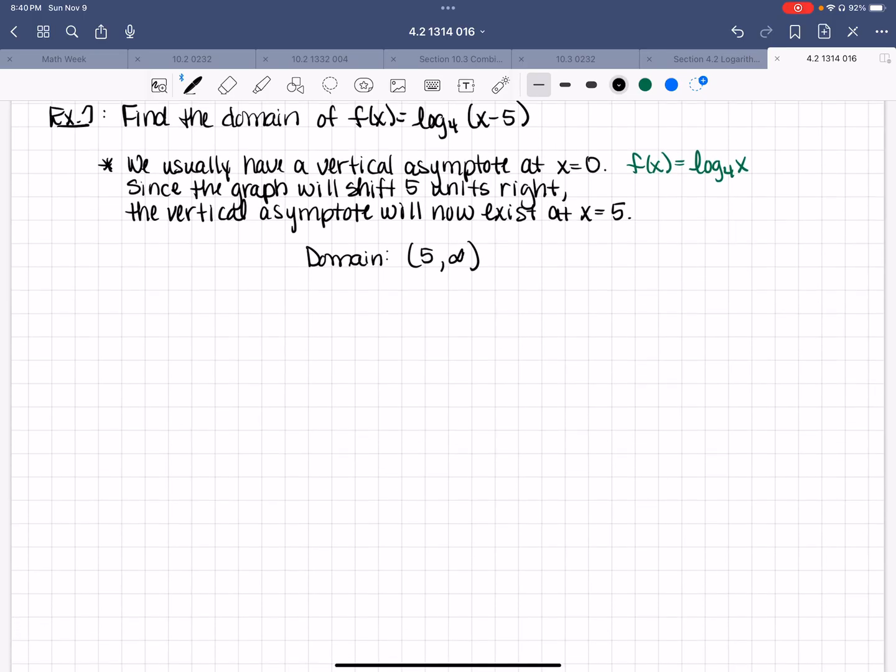So we were able to do that without having to actually graph anything. We could just talk through that.